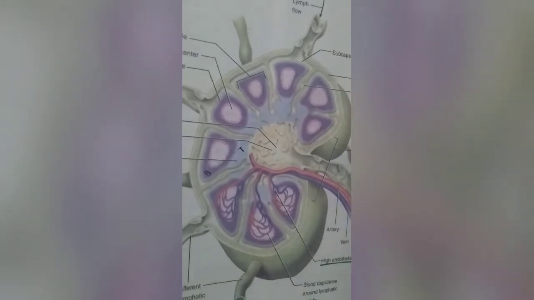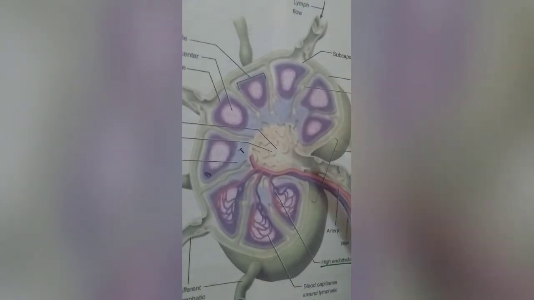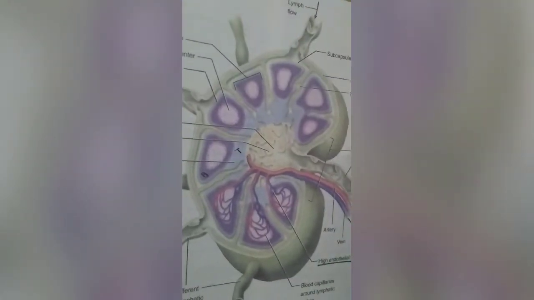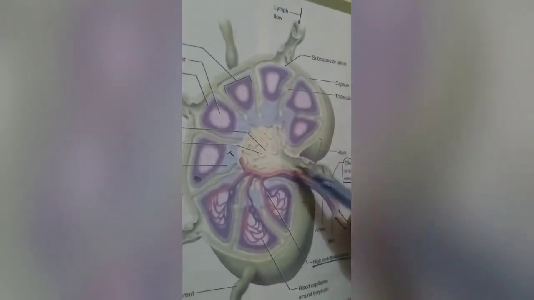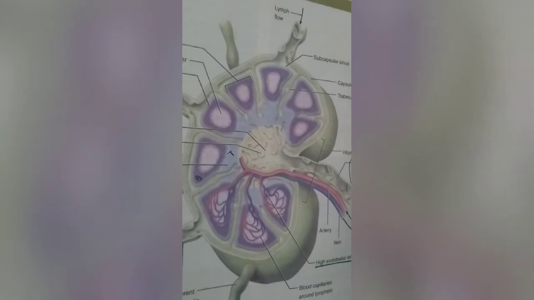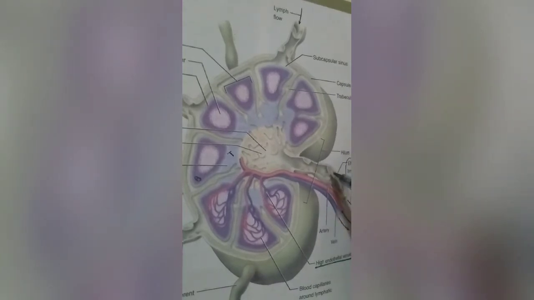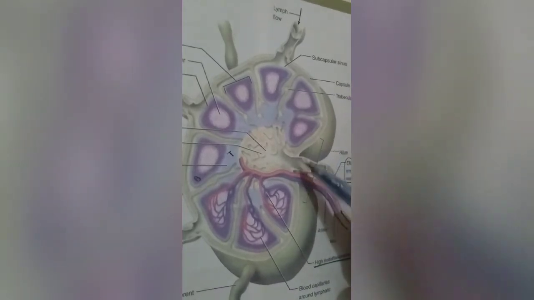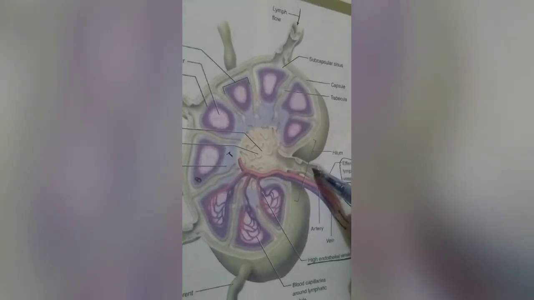Arteries enter, while veins and efferent lymphatic vessels leave the node at the hilum. You can see here arteries enter, and veins and efferent. I'm saying efferent, not afferent. Efferent lymph vessels leave the lymph node from this point, and it is known as the hilum. You can see here.